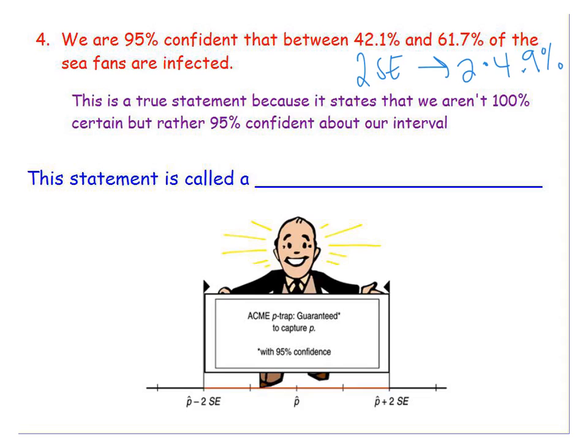So, what do we call this statement that we just made? This statement is called a confidence interval, which is what this entire chapter is about. It's about confidence intervals and estimating the real proportion based on a sample. So let's take a look at what this means.